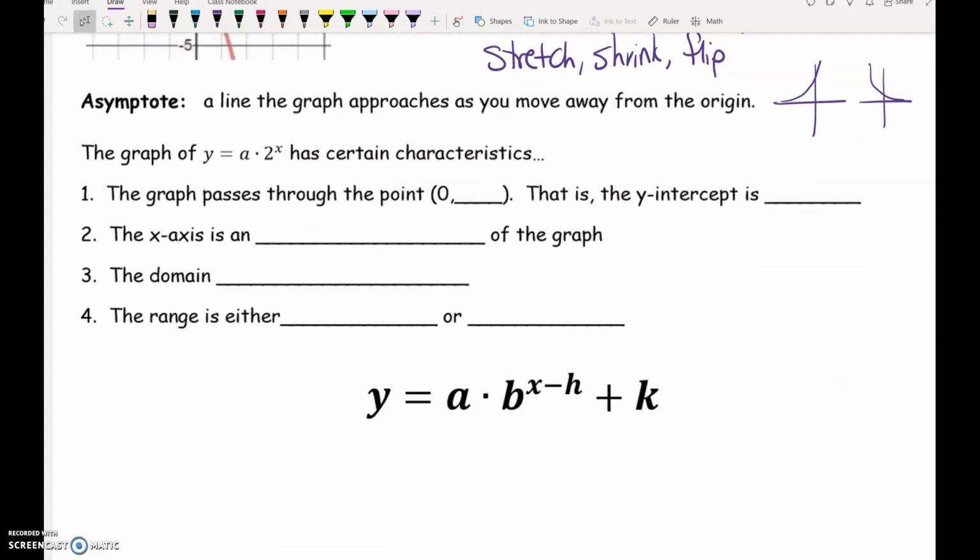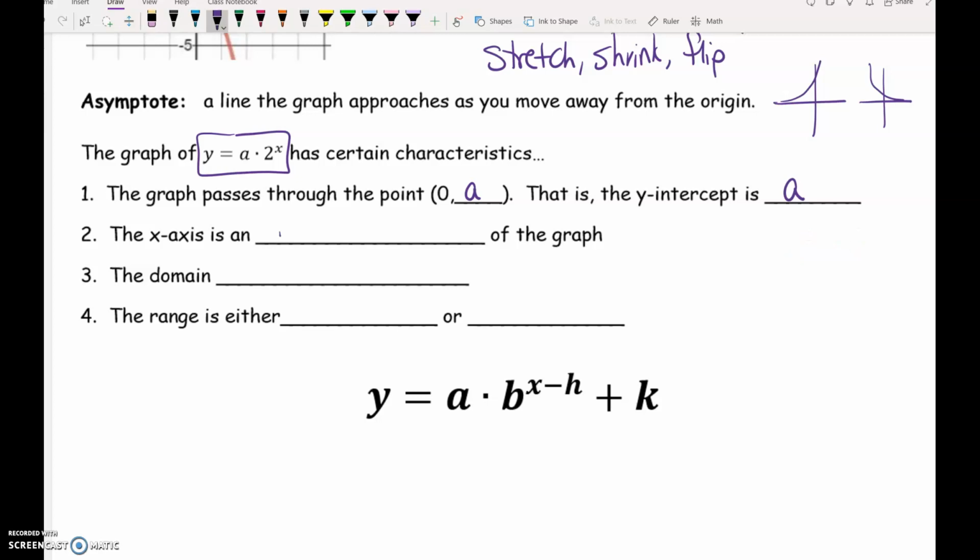So if we look at this basic equation, y equals a times 2 raised to the x, that a is going to tell us where it's going to cross the y-axis. So the y-intercept is that a value. So if I ask you, what is the y-intercept of 5 times 2 to the x? The y-intercept would be 5. It would cross the y-axis at 5. It would have the point 0, 5 on it.